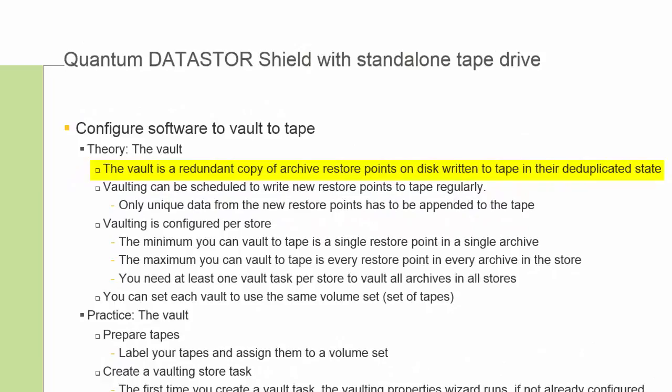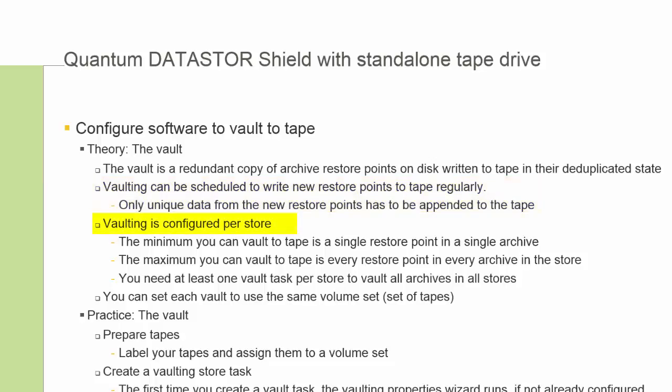The vault is a redundant copy of archive restore points that already exist on disk that are then written to tape in their deduplicated state. Vaulting can be scheduled to write new restore points to tape regularly. In this case, only the unique data from the new restore points has to be appended to the tape.